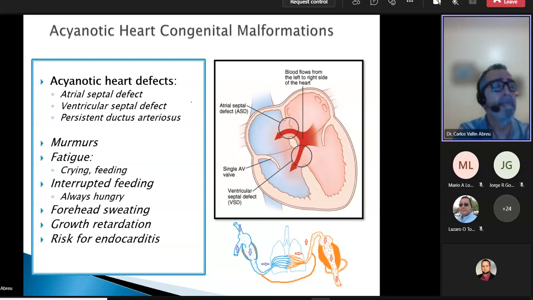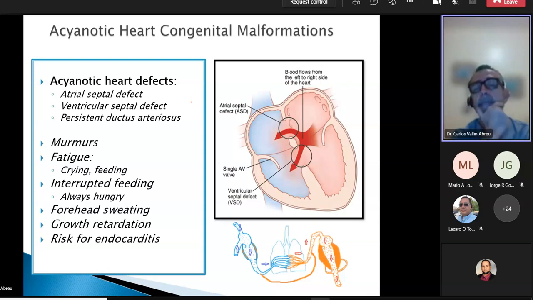The most important, not important, the most common holes are in the wall that separates the atrium and the ventricle. Those are called atrial and ventricular septums. So atrial septal defect and ventricular septal defects are the most common. But there are many other malformations.